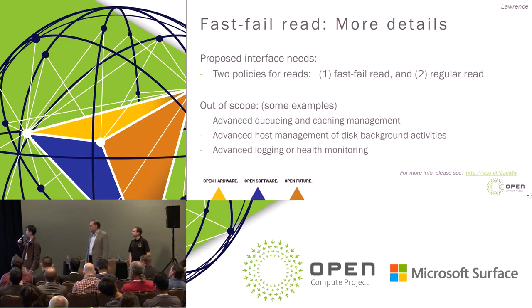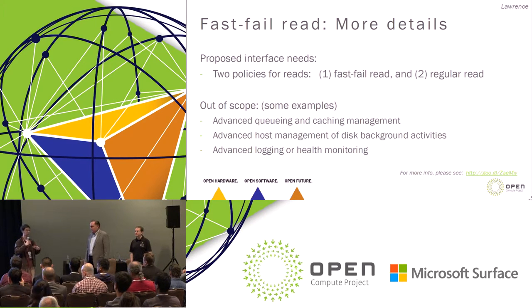The second one over here is the advanced host management of disk background activities. Sometimes we might not be able to read a piece of data from a disk because the disk is busy doing something in the background in order to help provide a better bit error rate. It might be doing background scanning, background recovery, things like that, to guarantee that the bits we're storing on the disks are really reliable. If we have a way to manage that, that can also help cut down the tail latency, so that we don't run into this problem as often.